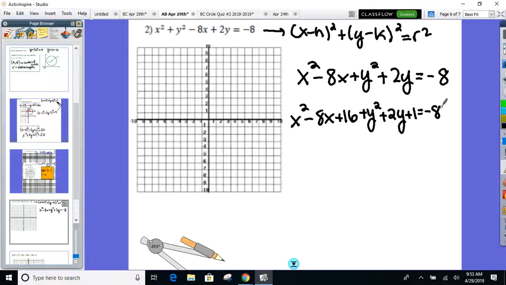Here's what you just did. Anybody? What'd you just do to the left side? You added 16 and you added 1. It's unbalanced. Everyone see it? Unbalanced. So what do we have to do? Balance it by adding what to the right side? 16 and 1, or 17.